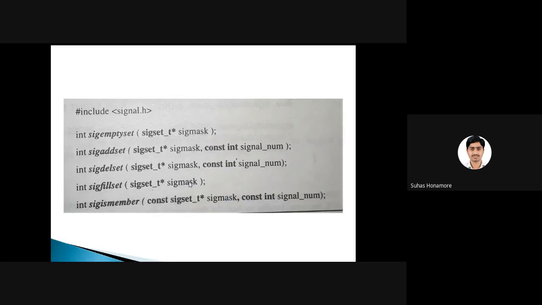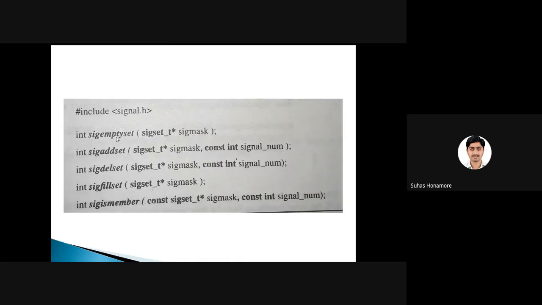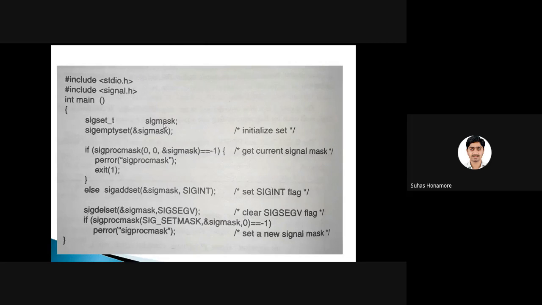Just we'll see one example, one program. So here we have sigset_t. This is a data type for which we have created one variable. Initially what we are doing is clearing everything, with sigemptyset as we discussed. Irrespective of the default, we are passing that and clearing everything, to initialize it.